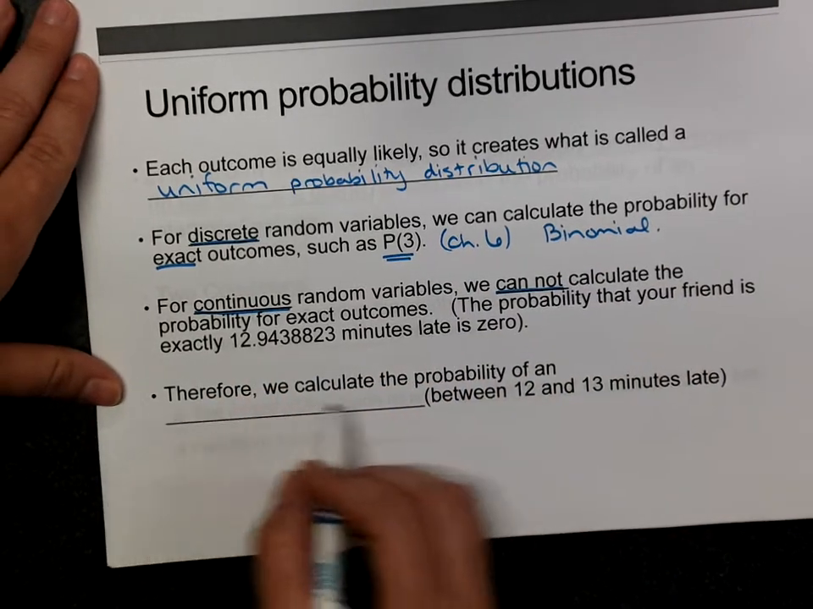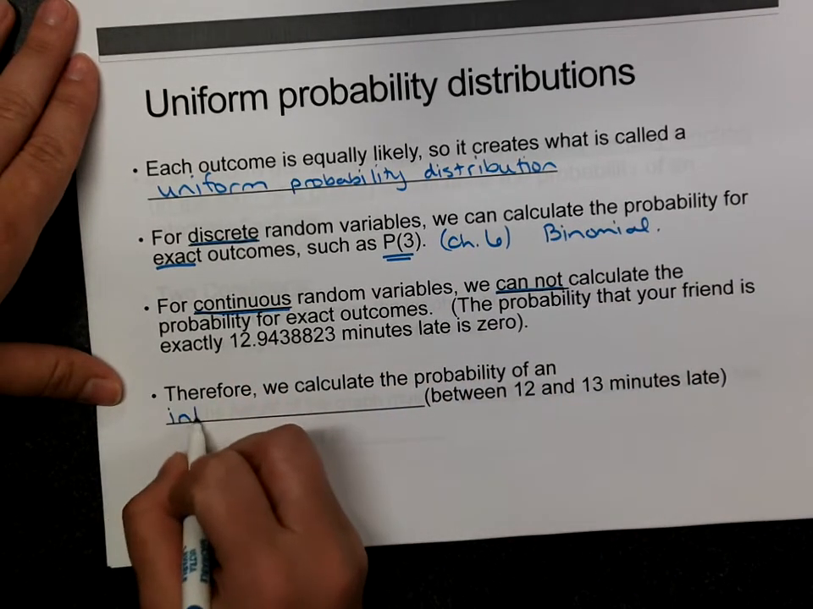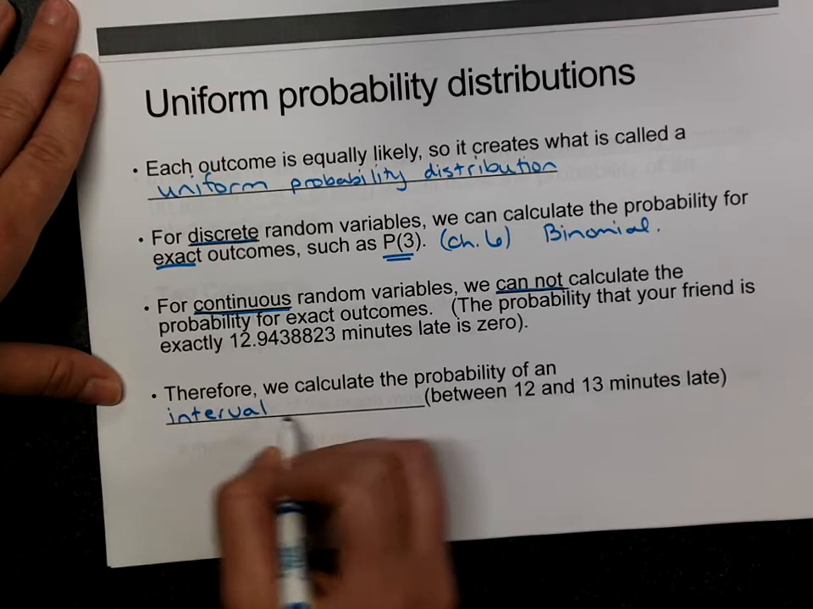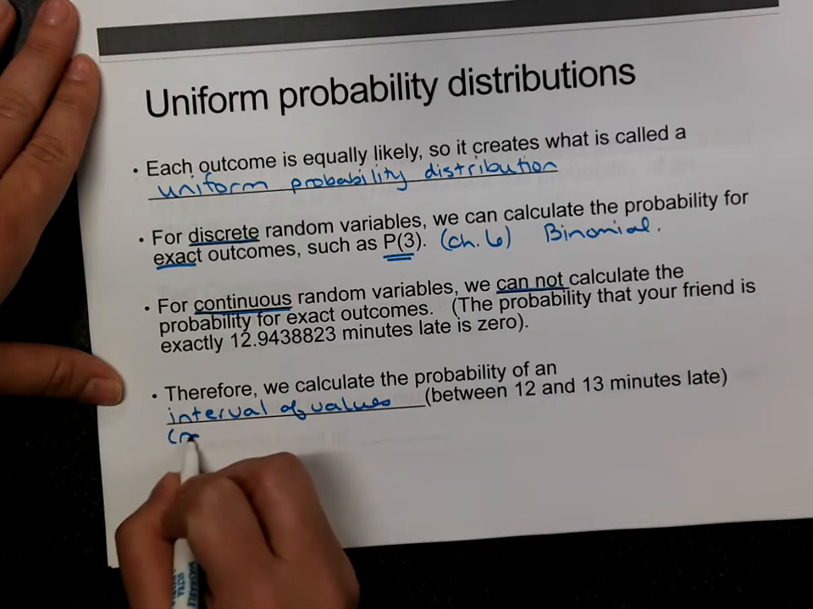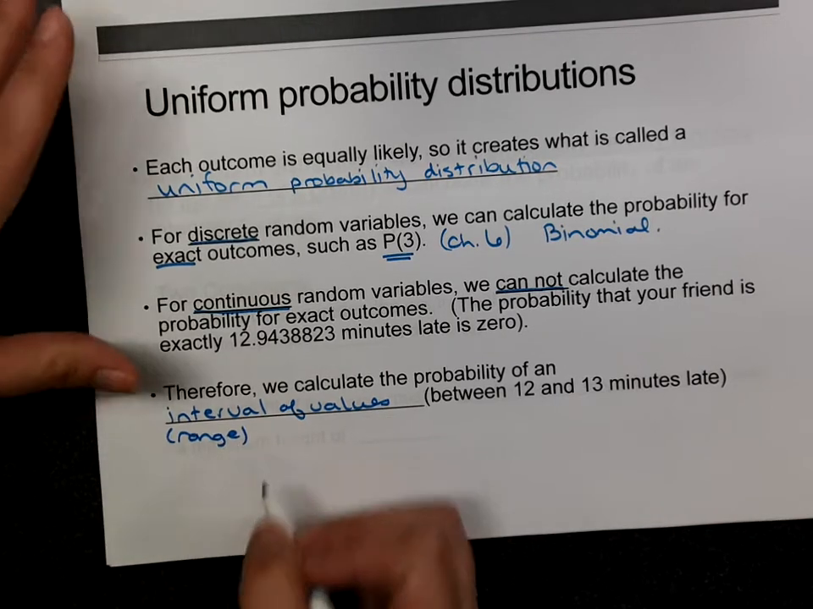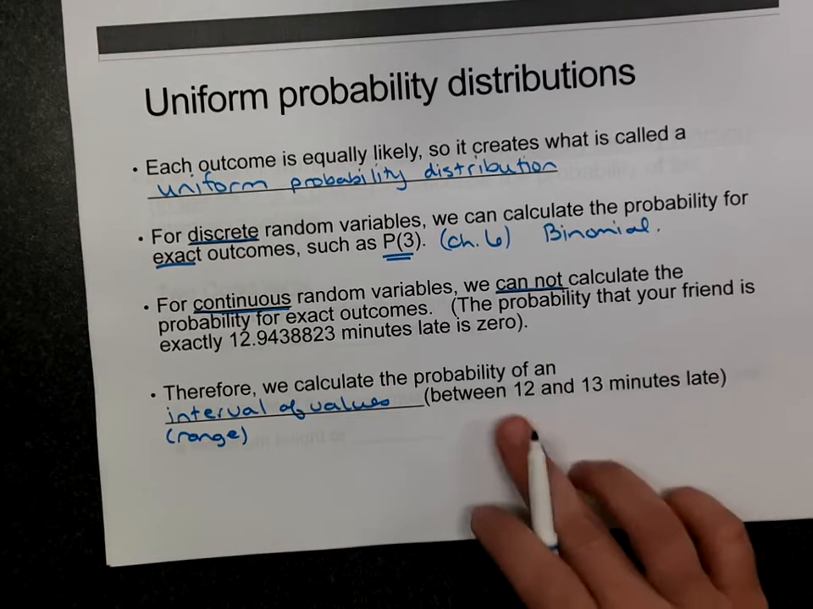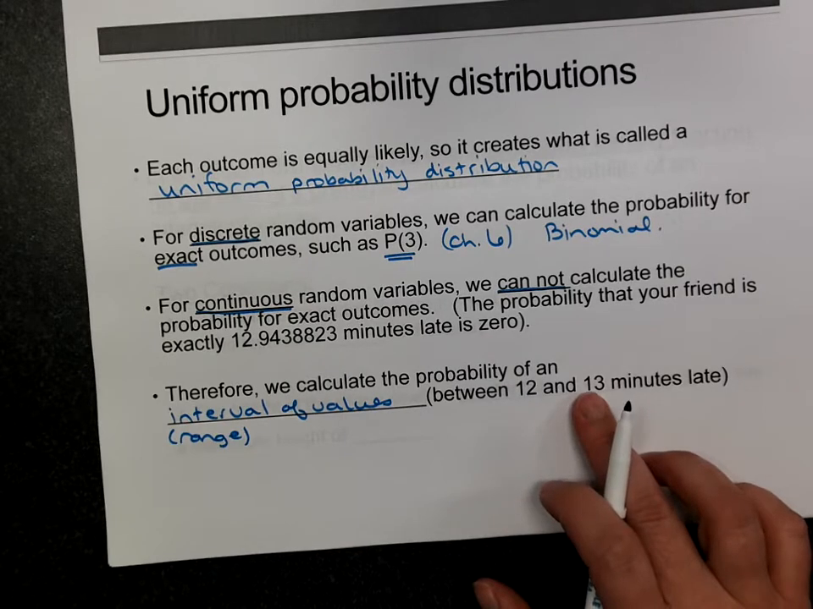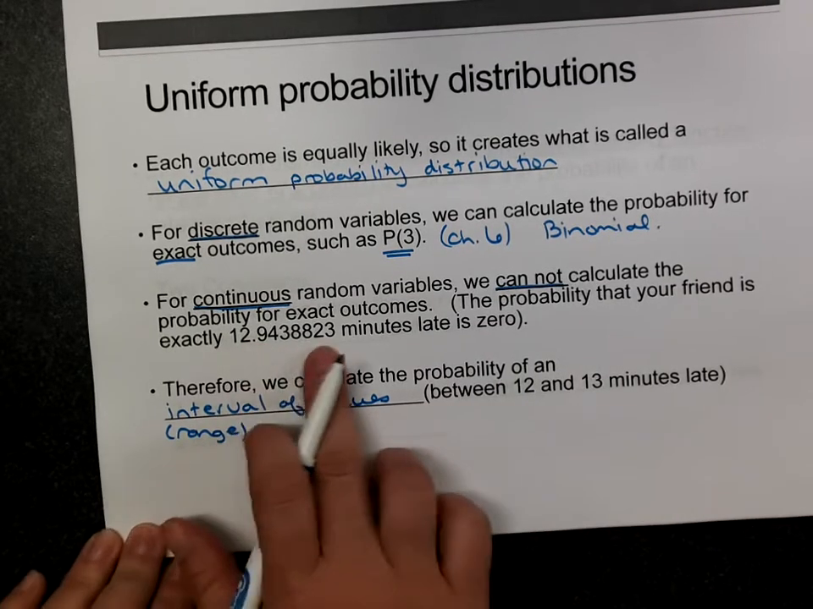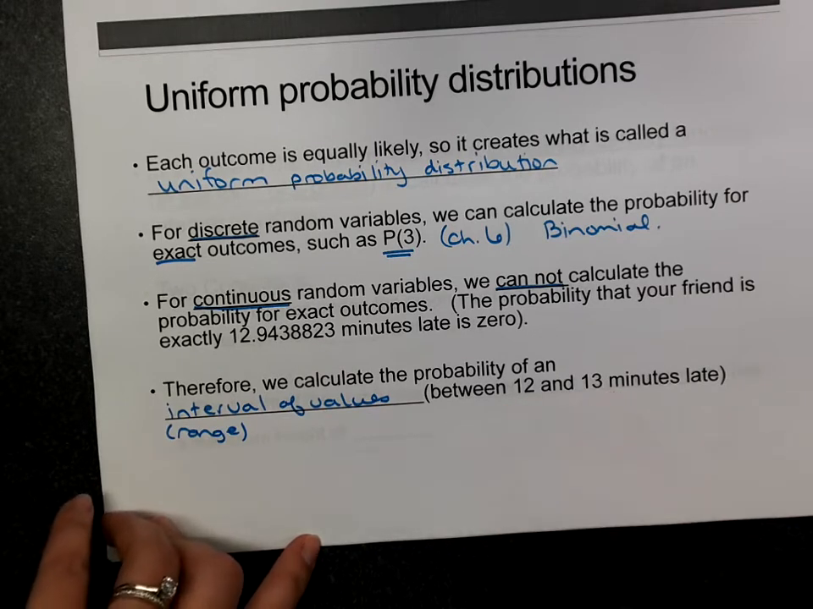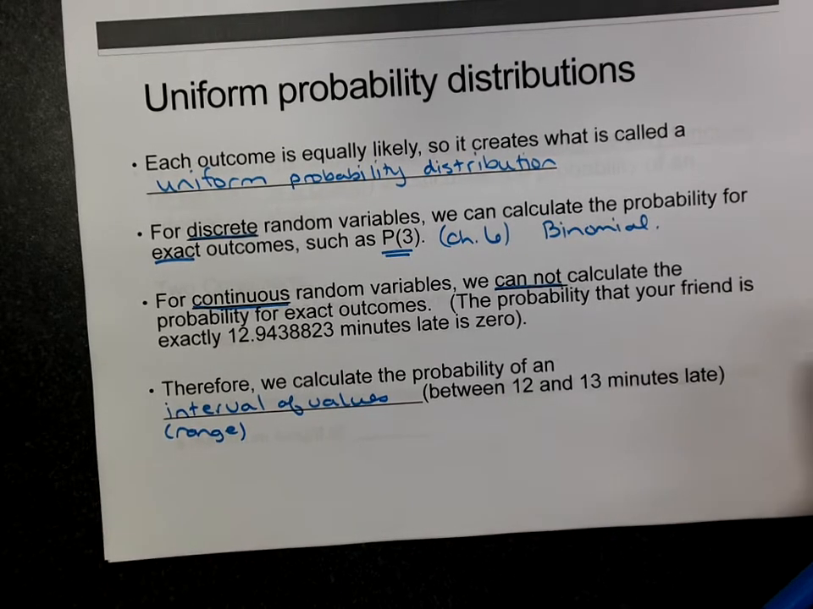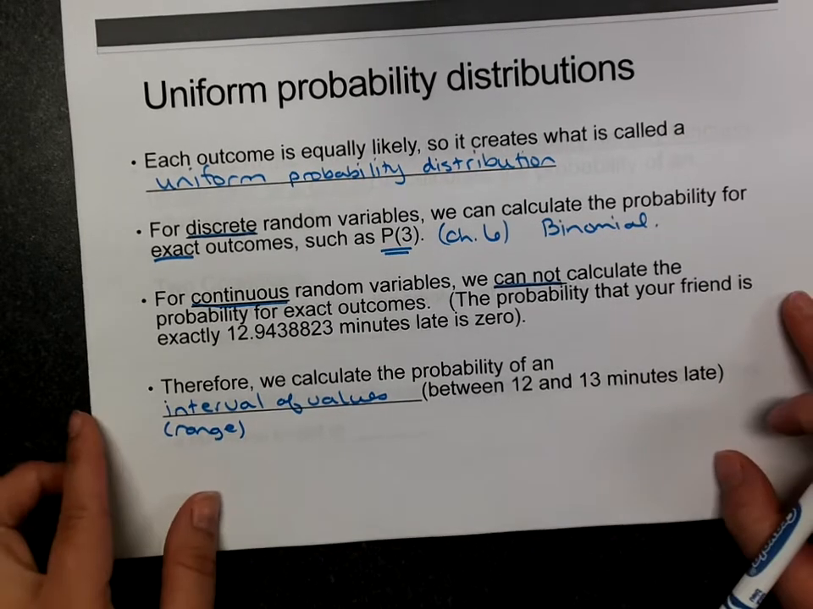So instead we calculate the probability of an interval of values, or a range of values. So anywhere between 12 and 13 minutes late. That would cover those exact different times, but in a range: between 12 and 13, between 0 and 5, no more than this, no less than that. Those types of situations, an interval of values.